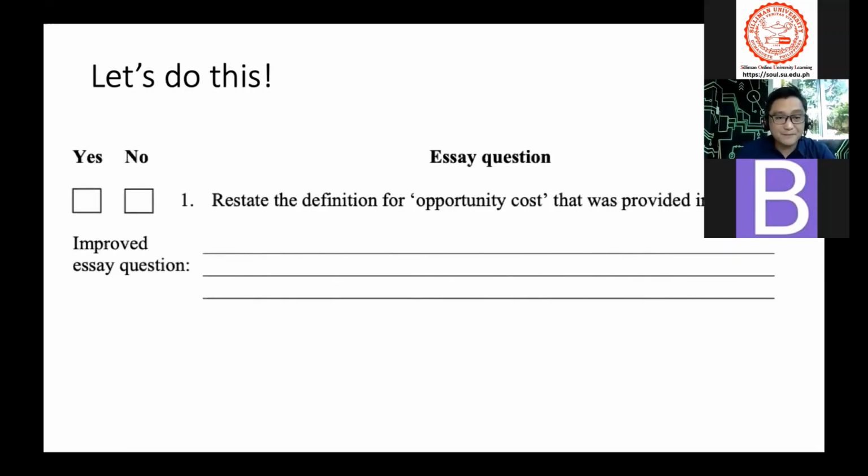Number 1, restate the definition for opportunity cost that was provided in class. Do you think this essay question meets the 4 expectations, the 4-way test, if I may say? Okay, so maybe this requires students, of course, to construct a response, okay? But if you look at all the 4 elements or requirements or criteria, this actually does not meet all of them, okay? Unless you rewrite the question into something like this.